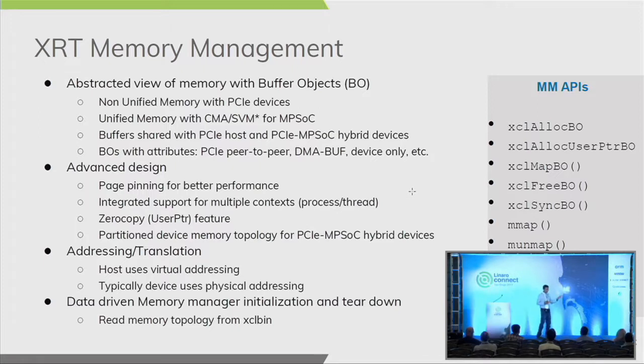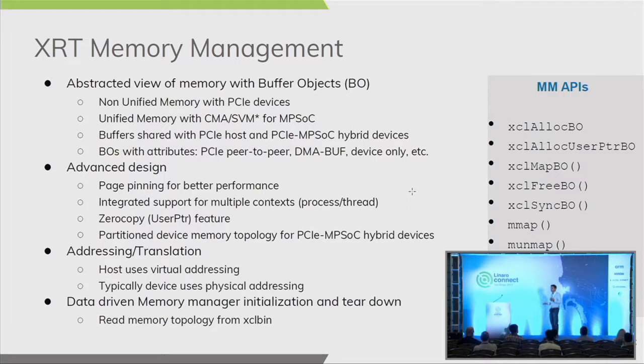And of course, you can do things like PCI peer-to-peer transfer or DMA-BUF import and export. Those things are also built in. And there are some advanced concepts we have, like page pinning, and it's multi-process safe and multi-thread safe. All these buffer objects are first-class objects understood by the Linux kernel.